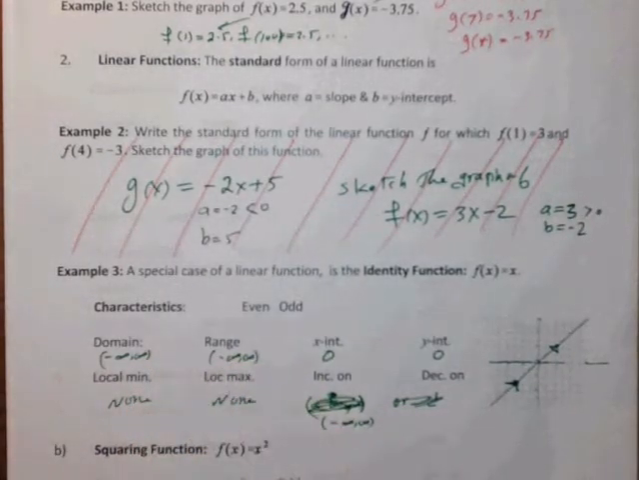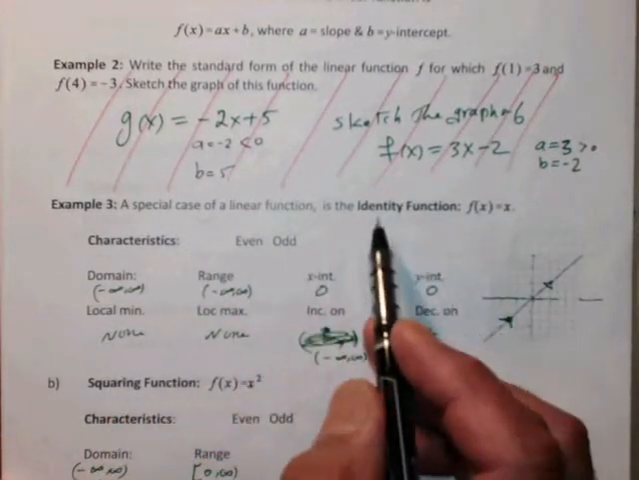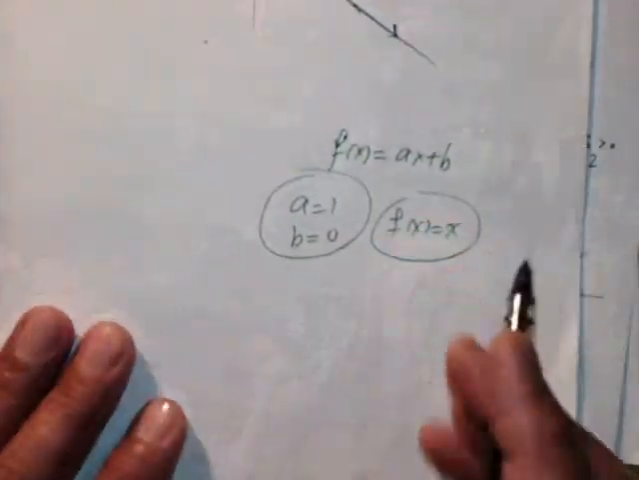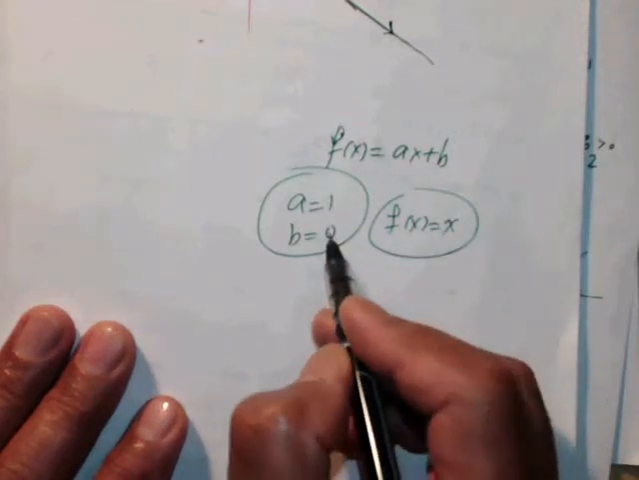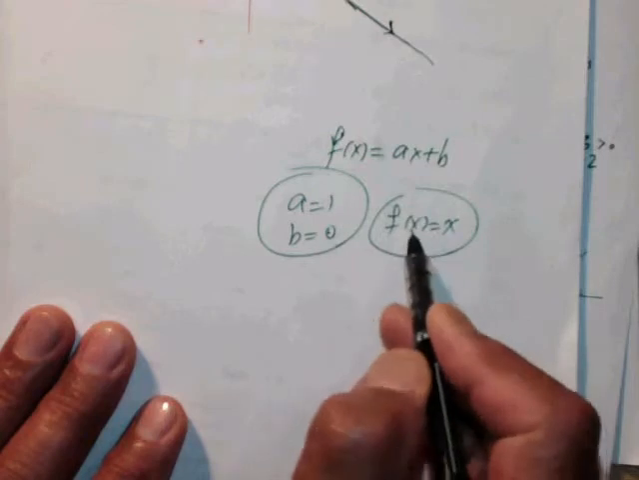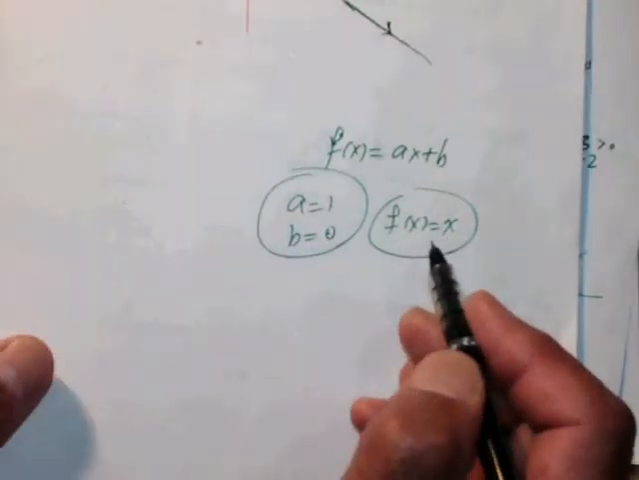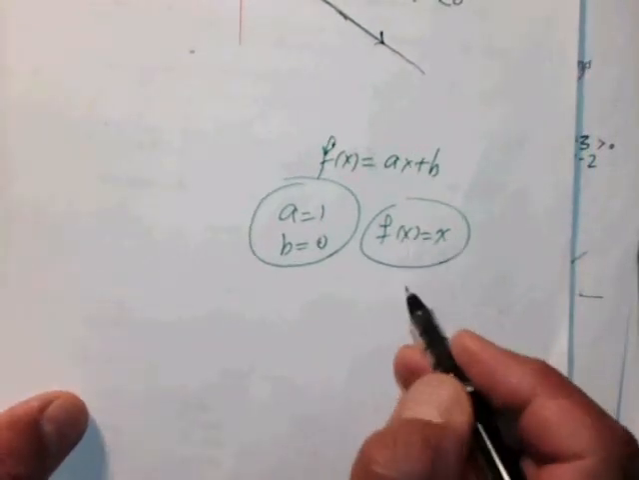Then in the next example, we have several specific parent functions. The first one is called the identity function. The identity function is a special case of a linear function. If we have the linear function ax plus b, and I choose a to be 1 and b to be 0, then you get f of x equal to x, which is a specific linear function, but a special one, so we call it the identity function, because whatever x is, you get the same y.